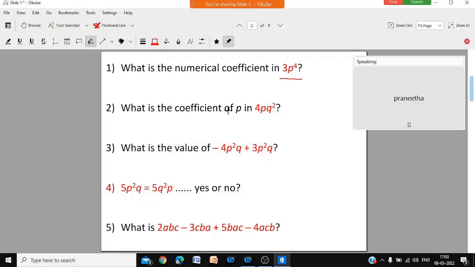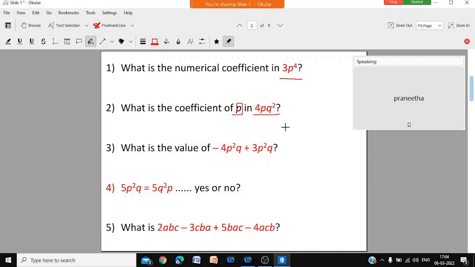Question number 2. What is the coefficient of p? Not the full coefficient. The coefficient of p in 4pq square. What is the coefficient of p in 4pq square? Finish, beta?